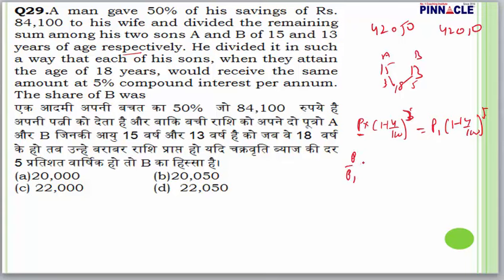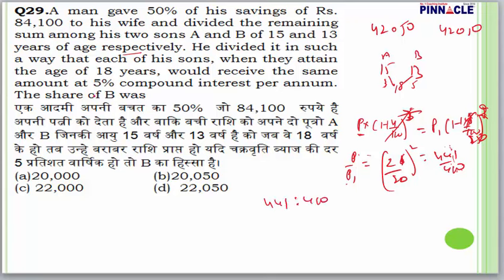Now P and P1, you can cancel this, and it would be 1 plus 1 by 20 to the power of 2. So it is 21 divided by 20 squared, that is equal to 441 by 400. This is the ratio of their principals, 441 and 400, and the amount was 42,050.